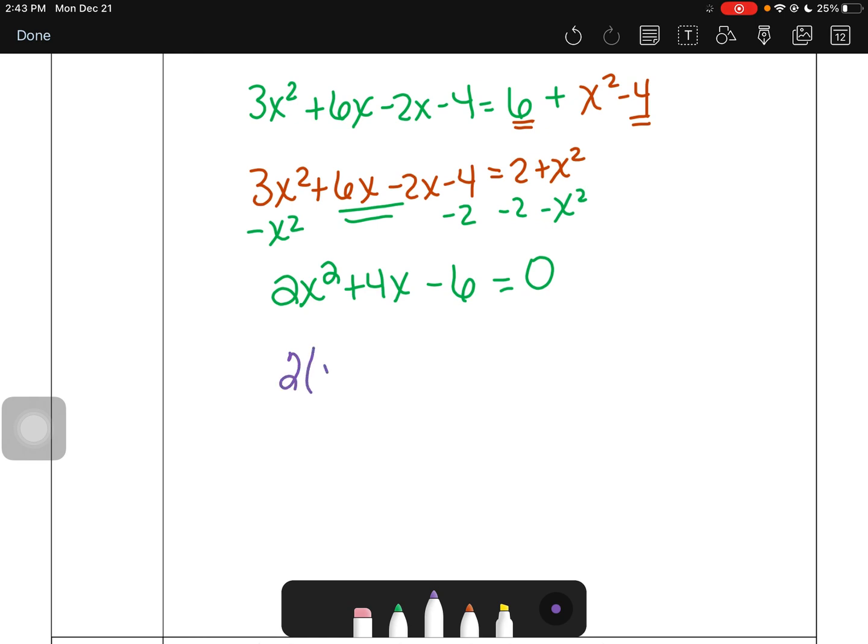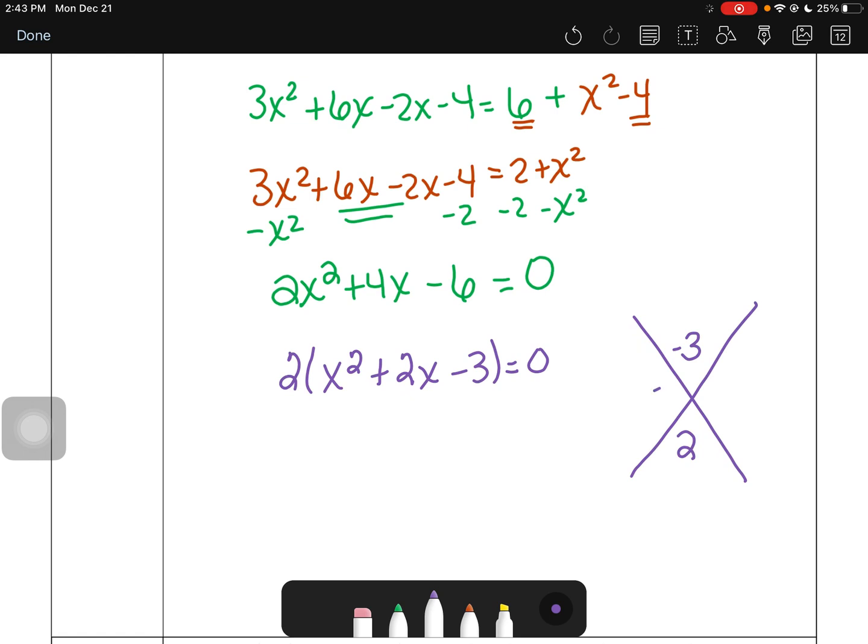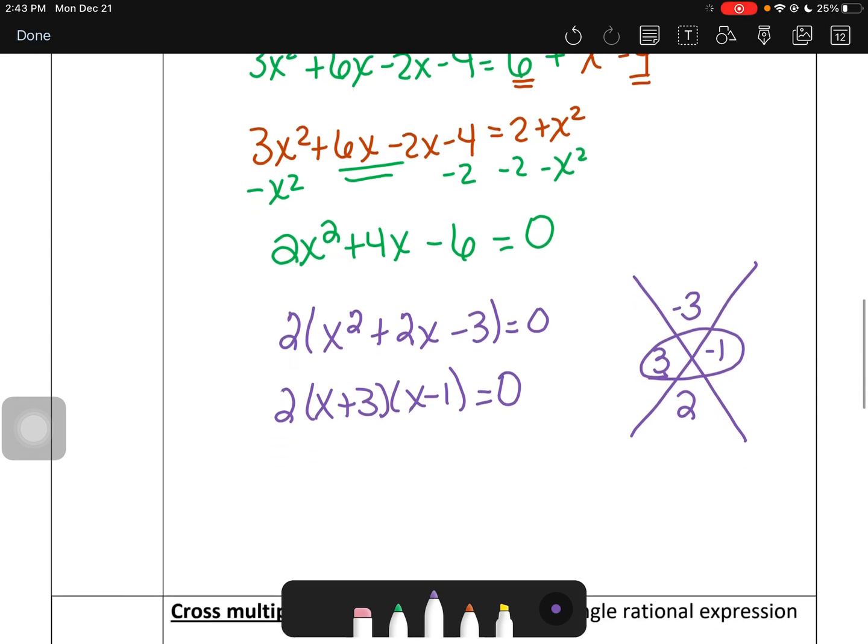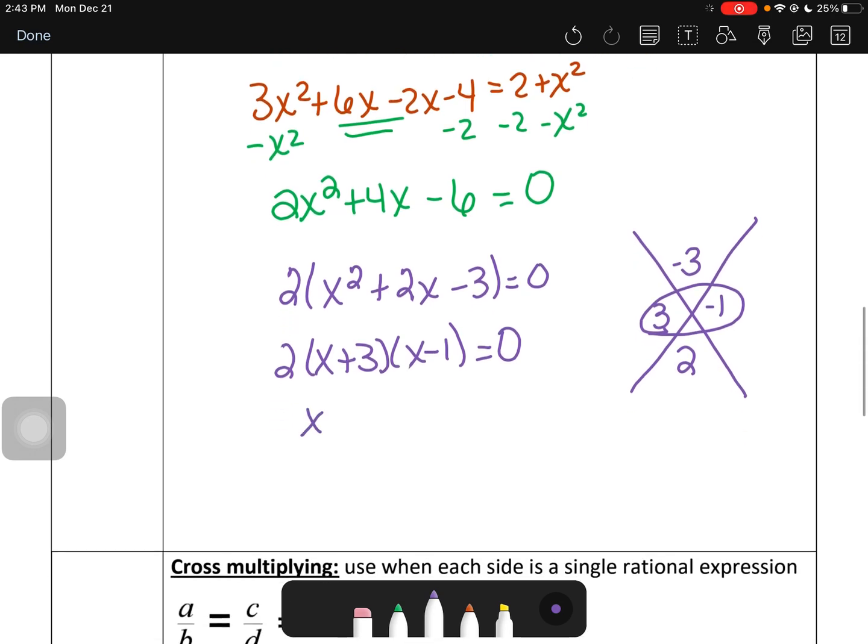So the greatest common factor would be 2. x squared plus 2x minus 3 equals 0. We're going to make our factor tree. What two numbers multiply to be negative 3 but add up to be 2 would be 3 and negative 1. So we have 2, and then we have x plus 3 and x minus 1 equal to 0. So we're going to finish solving by setting these equal to 0.